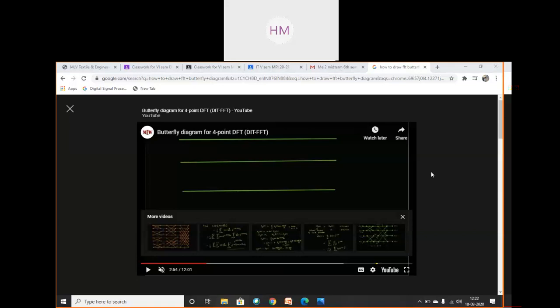Okay, so be ready. First, the butterfly diagram for 4-point DFT. This is DIT-FFT. So first draw 4 lines. At least give spacing of two horizontal lines of your copy. If you are writing on a blank paper, use proper spacing between 2 lines, because you have to write many things in between 2 lines. So, clear? I'm starting it. Start drawing. First draw the 4 lines.